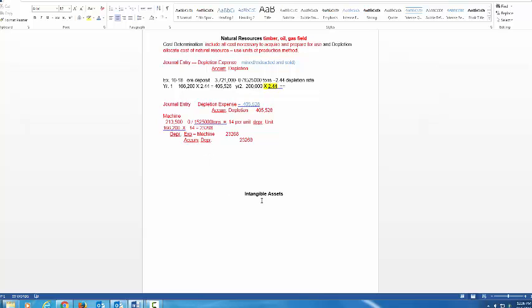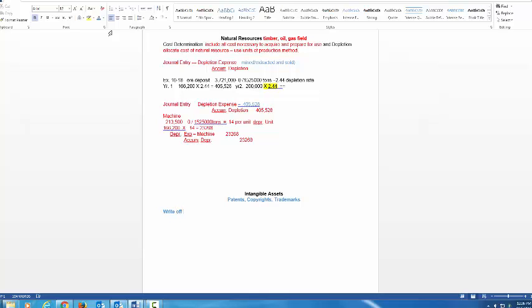Okay. Our last little piece is our intangible assets. Our intangible assets are things that we have in business, and these are like our patents, our copyrights, trademarks, those things that are essential to business operations, but they're not tangible. They're not a building or things like that. And so intangible assets, what we do with those, we write those off as well.